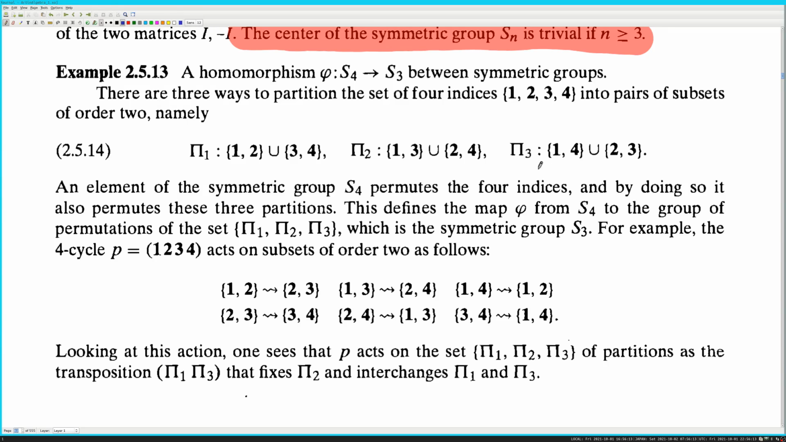S4 has 24 elements, so there are 24 possible permutations, but only 3 possible partitions. You pick one to go to one of the partitions, and you only have 3 choices. You don't care about order within the pairs. So some combinatorics nonsense. I've got to brush up on my combinatorics. This defines the map phi from S4 to the group of permutations of the set pi 1, pi 2, pi 3, which is the symmetric group S3.